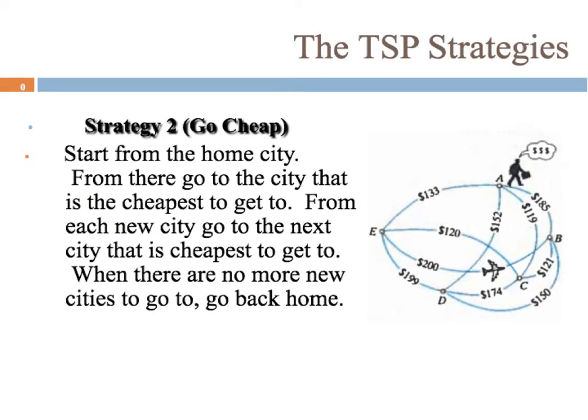Alright, strategy 2, go cheap. It's a little better time-wise. So we're going to start from the home city, and from there you're going to go to the city that is just the cheapest to get to. So it's kind of like an improvising strategy. From each new city, go to the next city that is cheapest to get to. When there are no more new cities, go back home.